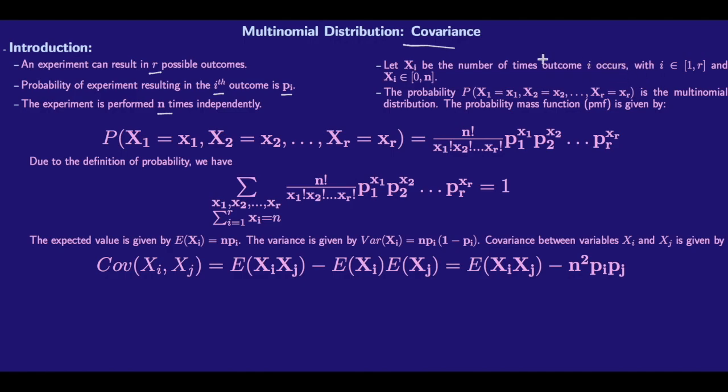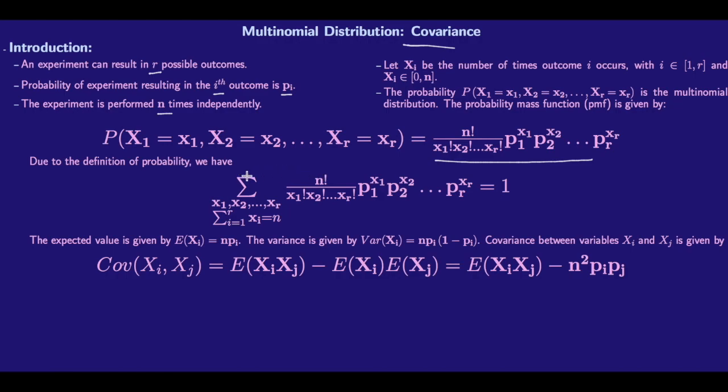Obviously, if there are r outcomes, then i should be from 1 to r, and xi ranges from 0 to n, because xi is the number of times outcome i occurs. The minimum number of times it can occur is 0 out of n experiments, and the maximum is n out of n experiments. Then the joint probability, the PMF, the probability that x1 is equal to some x1, x2 is equal to some x2, and up to xr is equal to some xr, is the multinomial distribution, and the PMF is given by this expression here.